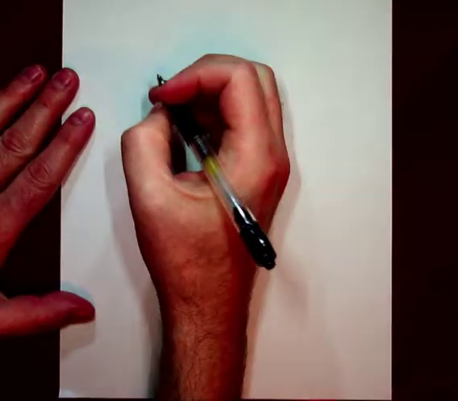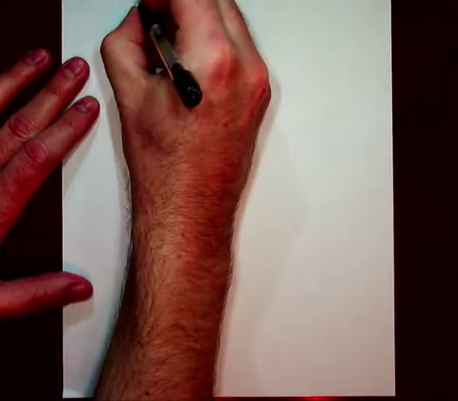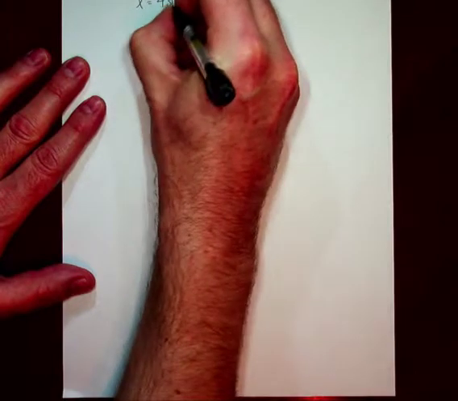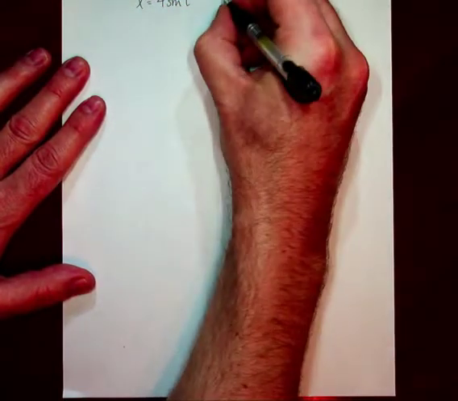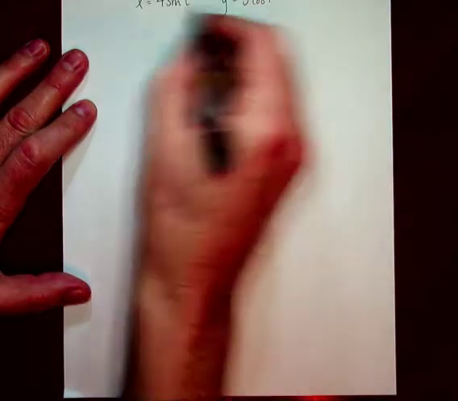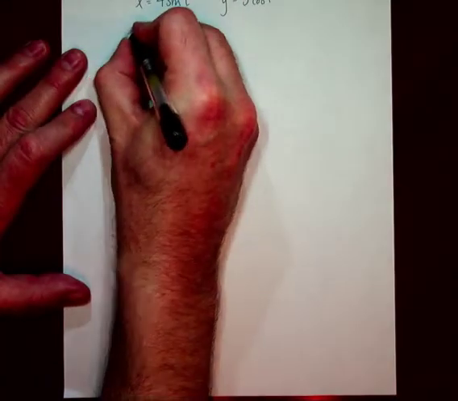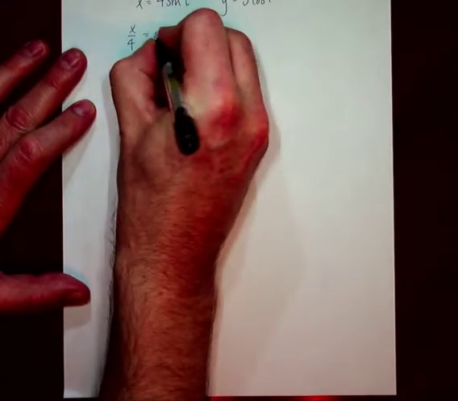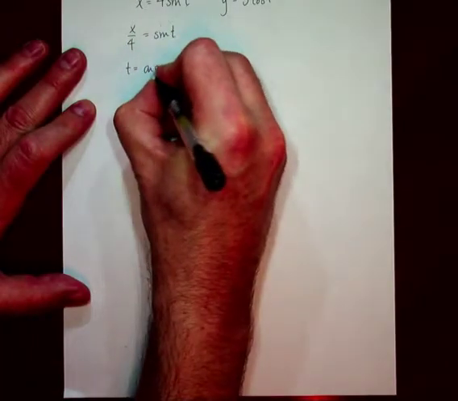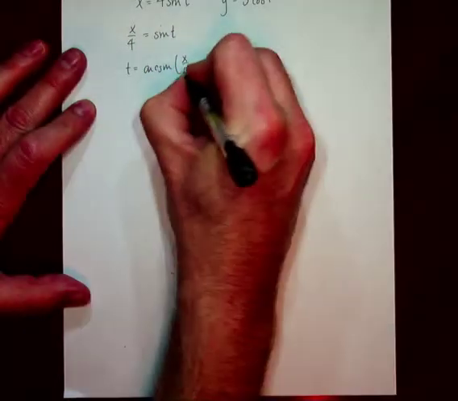I know what I was given, and I don't really care which one it is. We'll do the second one. So x is equal to 4 sine of t, and y is equal to 3 cosine of t. If I'm going to plug in here and I need to solve for t, then I know that x over 4 is equal to sine t, or t is equal to arc sine of x over 4.